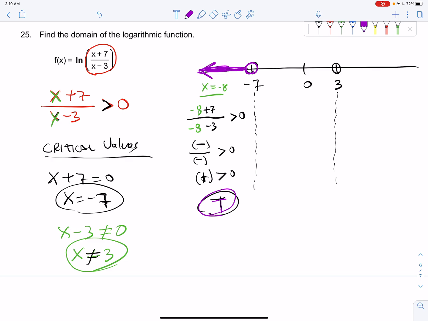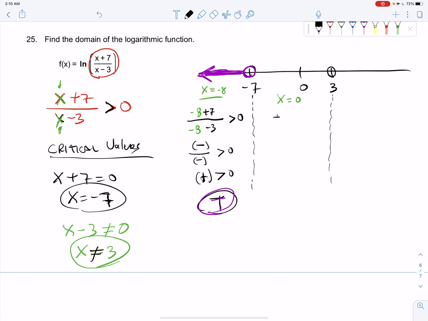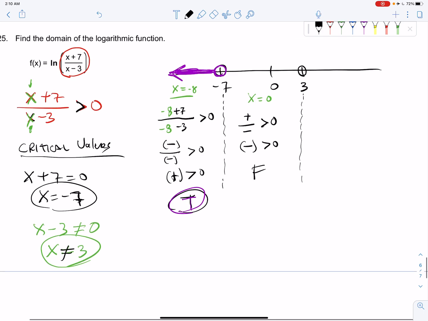So anyways, let's take a look at this one right here. And this is x equals 0. So we're going to put in 0 right here and here. And so we actually can see, if you put in 0 there, the numerator is positive, the denominator is negative, and a positive divided by negative is negative. When is a negative greater than 0? Never. So that's false. And we're almost done.